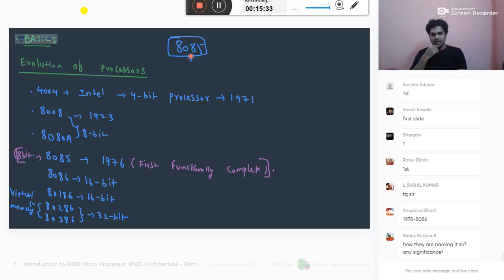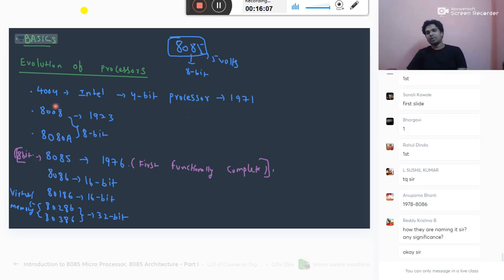Some people said that this 8 is 8 bit, 5 is 5 volts power supply. Like that, they gave a story to manage the people. But I don't believe in this answer. It is just a numbering of the series. If you see 86, its predecessor is 8085, like that 186, 286. It is a company IC, so whatever they are manufacturing, they are giving the names according to their company policies, etc. So I don't believe in this logic also.